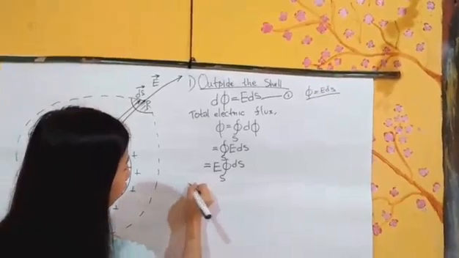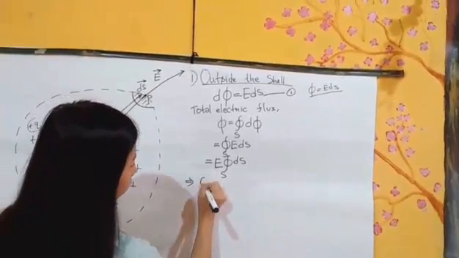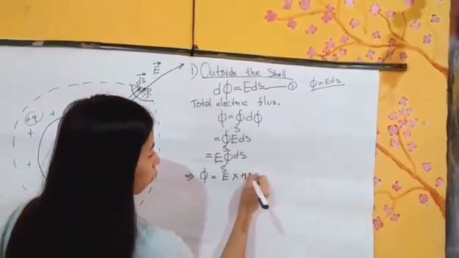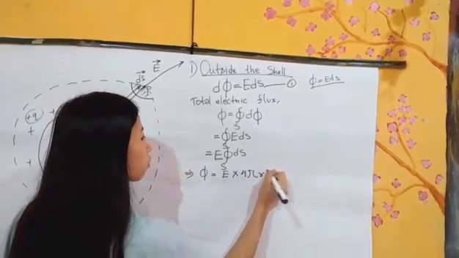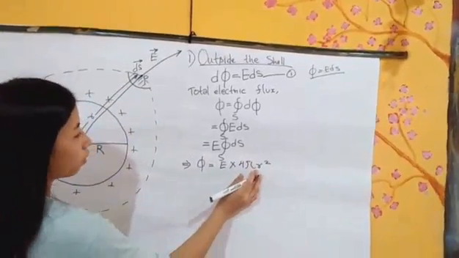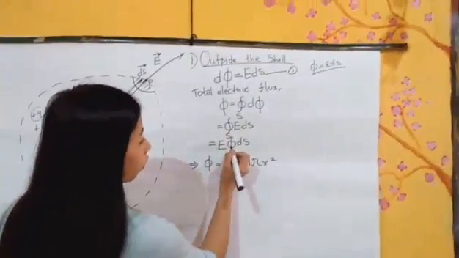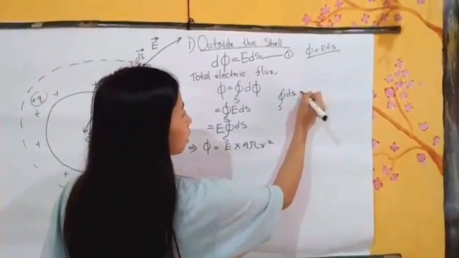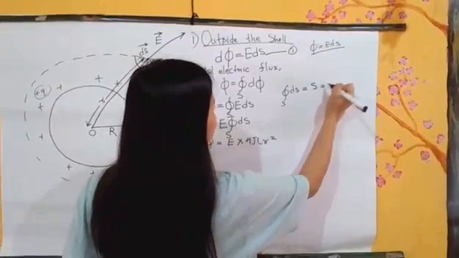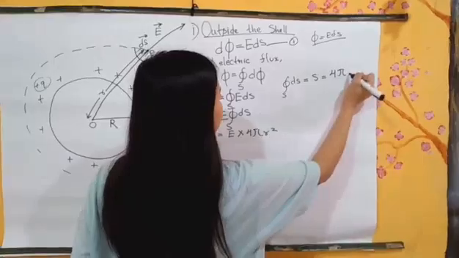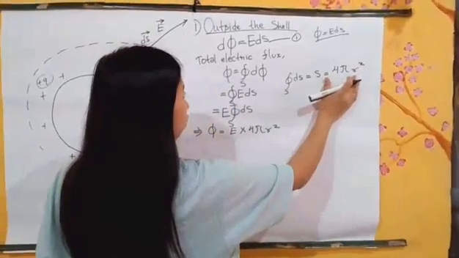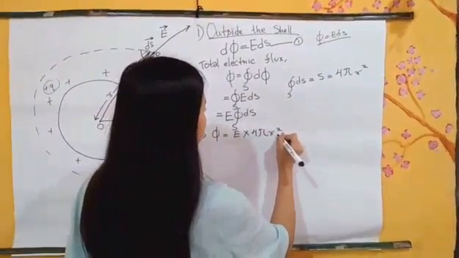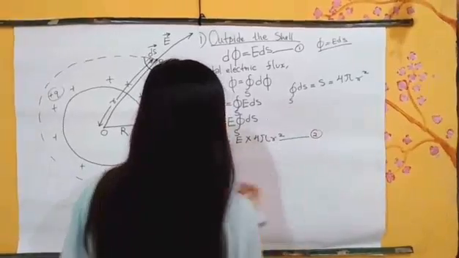And by simplifying further, phi is equal to E into 4 pi r squared, because the value of the closed surface integral of dS is equal to S, and S is equal to 4 pi r squared, which is the surface area of the sphere. And let's take this as equation number 2.